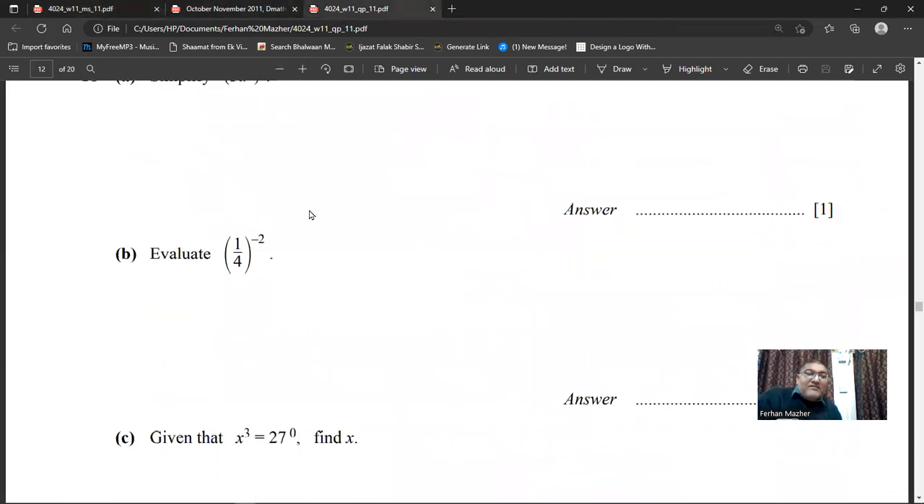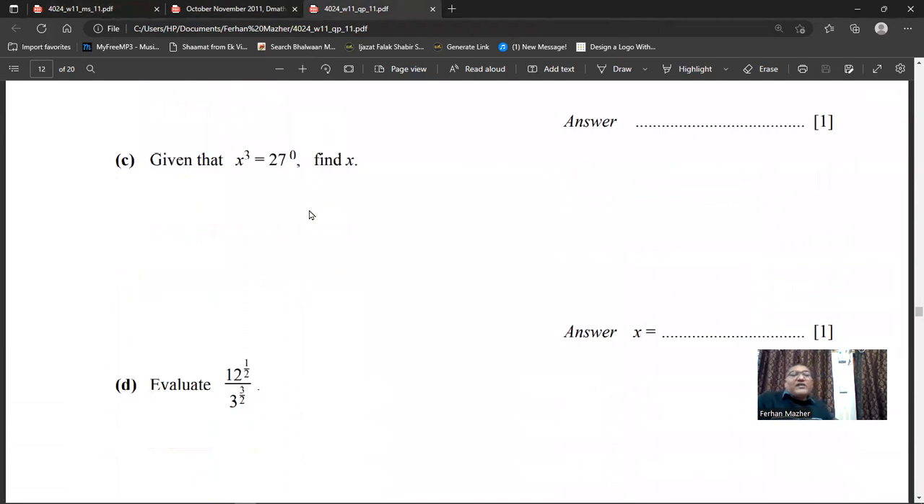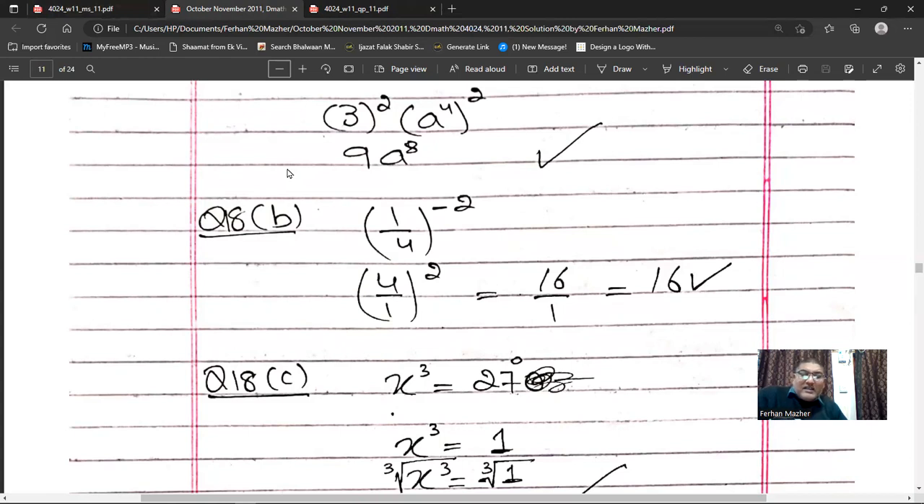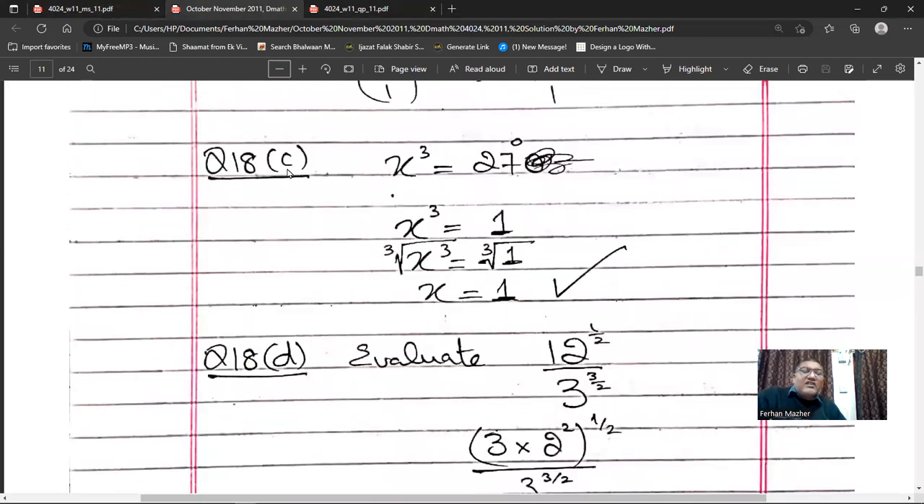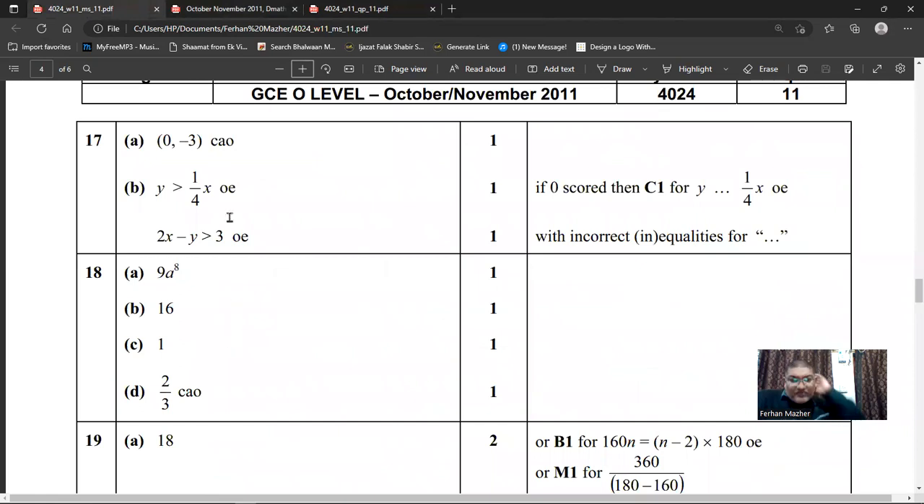Okay, then we have the C part. Here we have x cube is equal to 27 raised to power 0. So anything raised to power 0 is 1. So x cube will be equals to 1. And then I will take the third root on both the sides. So when I take the third root, I will get x equals to 1. X equals to 1.